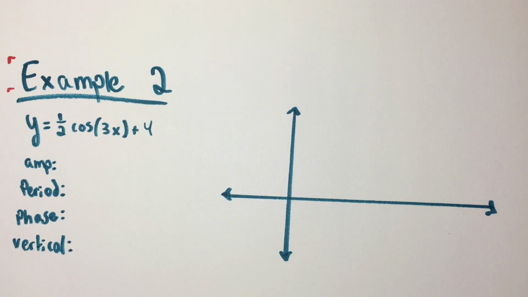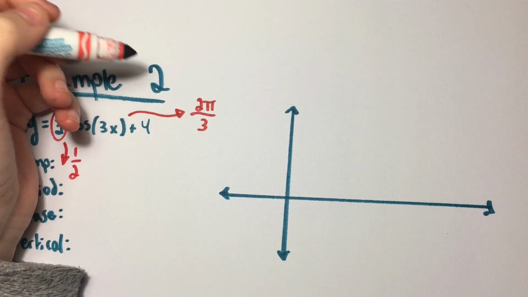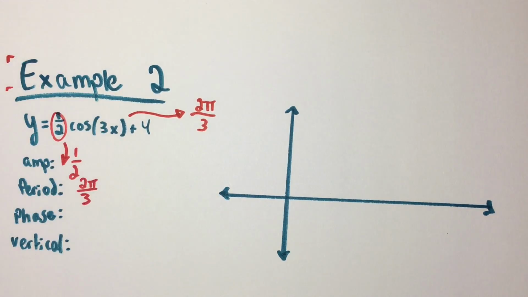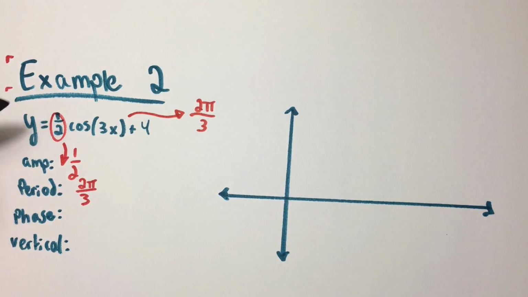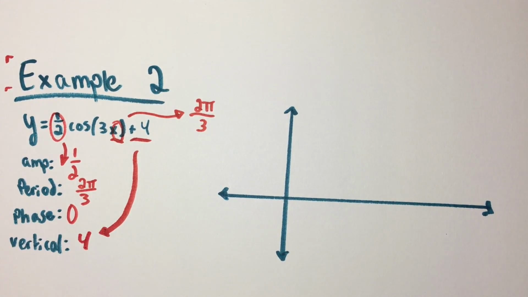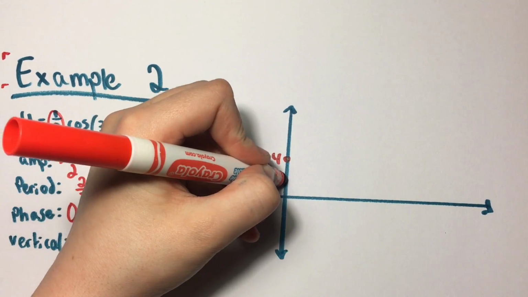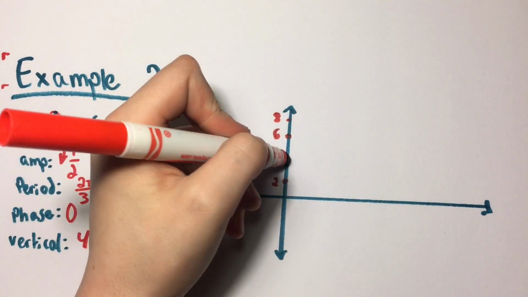Let's start by looking at the amplitude. The amplitude comes right before the cosine and is simply 1/2. Now, the period is a little bit more complicated as we have to take the 2 pi and divide it by the b value. This cannot be simplified, and our period is 2 pi over 3. Our phase is 0 since we aren't adding anything to the 3, and our vertical shift is simply 4.